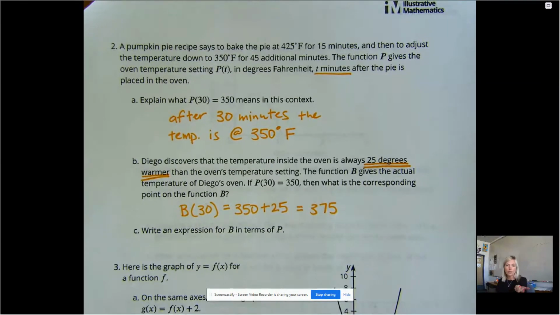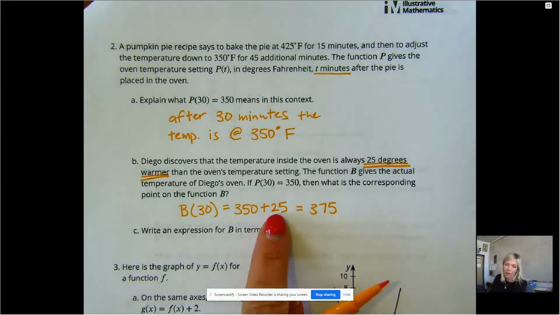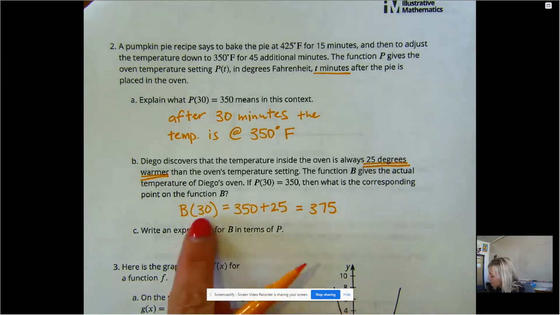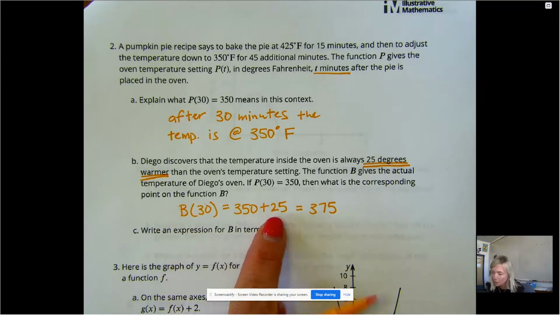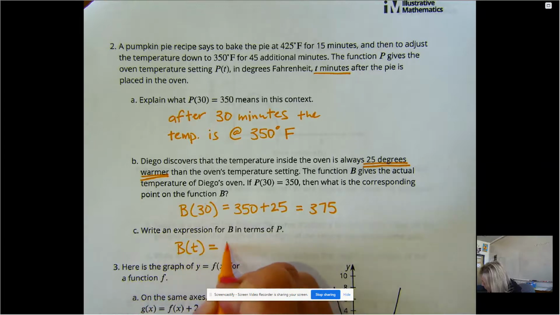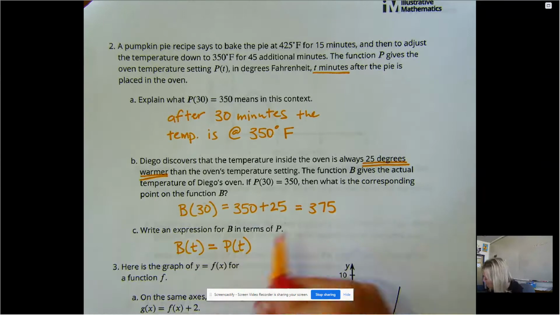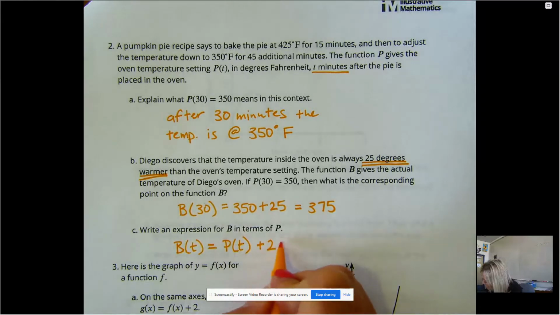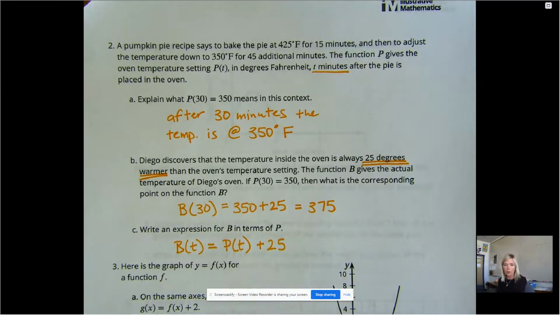Okay, so then writing that using function notation, again, this is an output shift, and so we're going to see that plus 25 on the outside of the parentheses because it's an output change, not an input change. The input is time, and the output is temperature. So B of T is equal to P of T, what they thought was happening in the oven, but actually it's 25 degrees warmer, so plus 25 to the output.